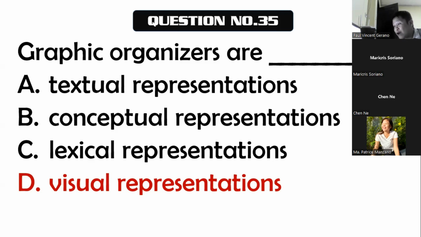So what do graphic organizers do? They organize information. Okay, if you want to compare and contrast ideas, anong graphic organizer ang gagamitin? If you want to compare, Venn diagram, correct? If you want to show how events happen chronologically, for example, Philippine history, what graphic organizer will you use? Timeline, correct? Crystal is correct, timeline. Okay, continue.